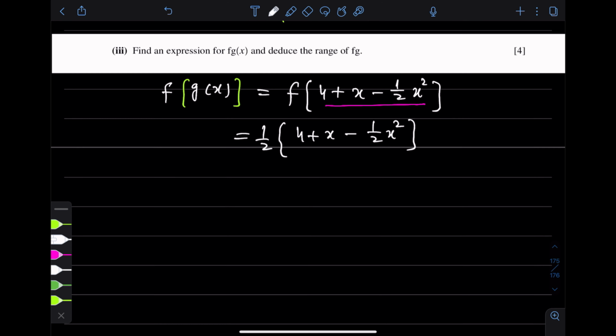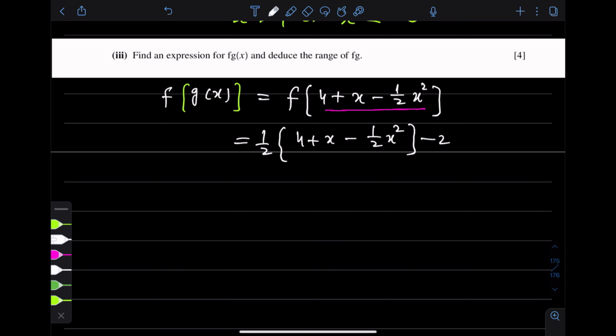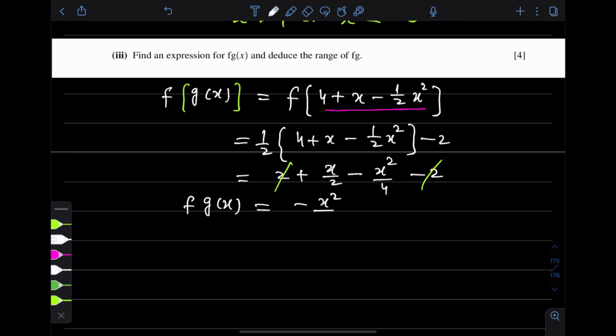So here is minus 2. Now we will simplify it, multiplying by 1 over 2 with this bracket. Each term will be multiplied by 1 over 2. This becomes 2 + x over 2 - x square over 4 - 2. This cancels out. So fg(x) will be minus x square over 4 plus x over 2.